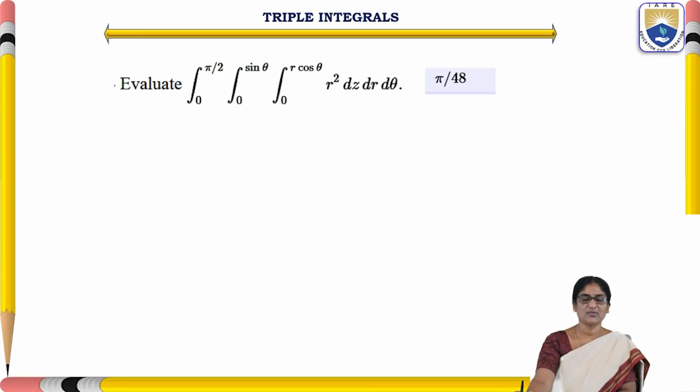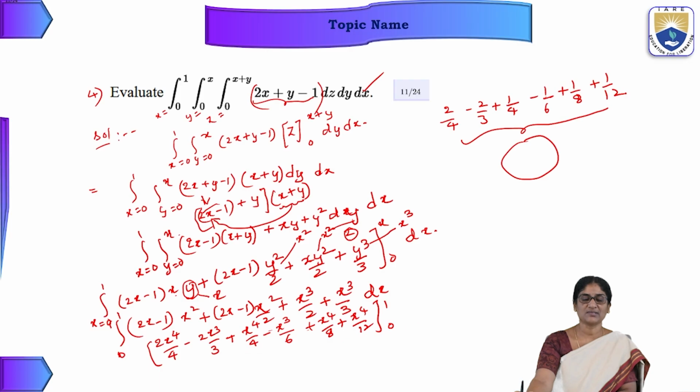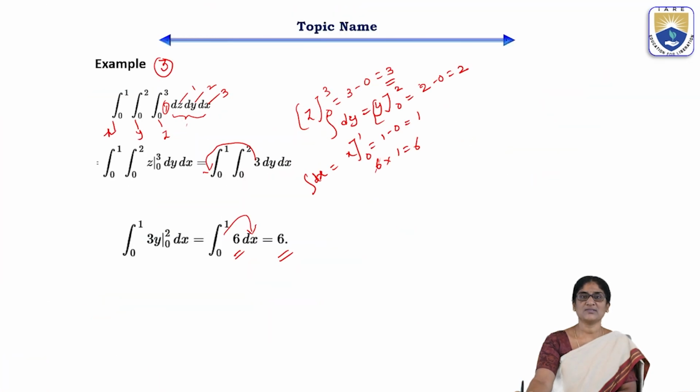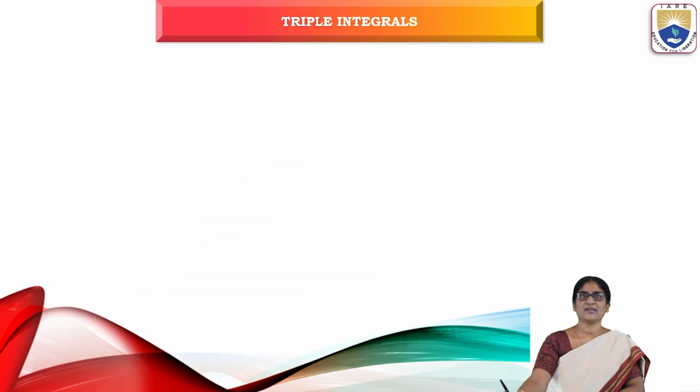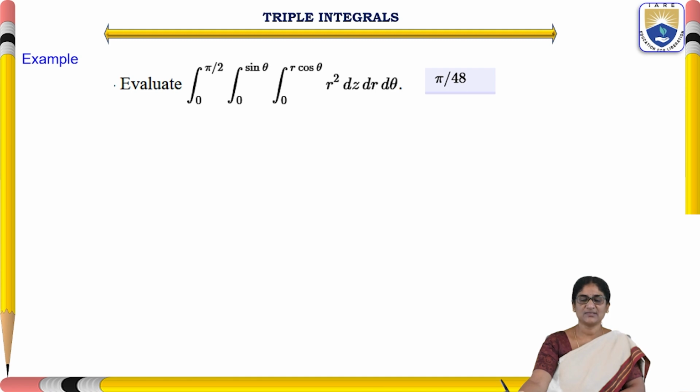So this is how we can do the triple integrals of Cartesian form. In the next session, we are going to see triple integrals of polar form, and examples like this we can see in the next session.